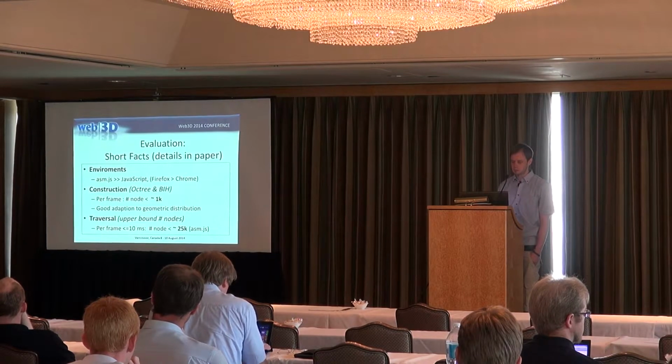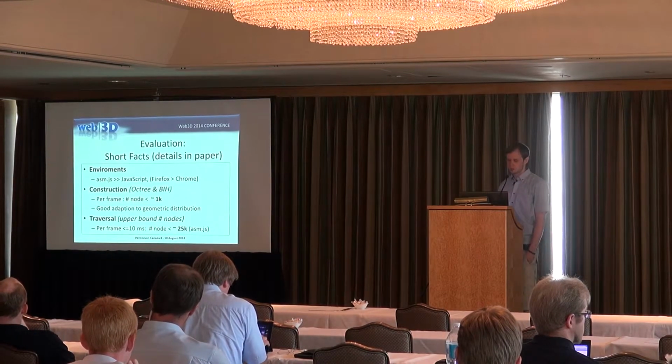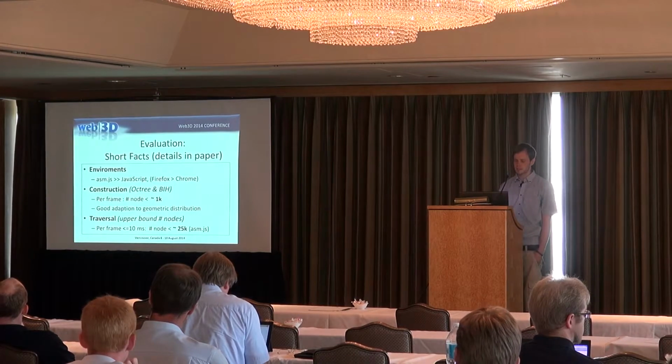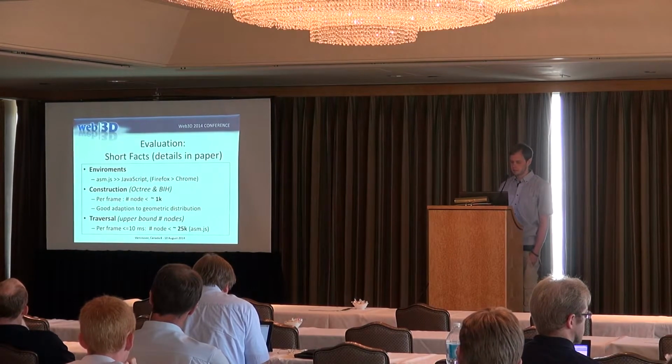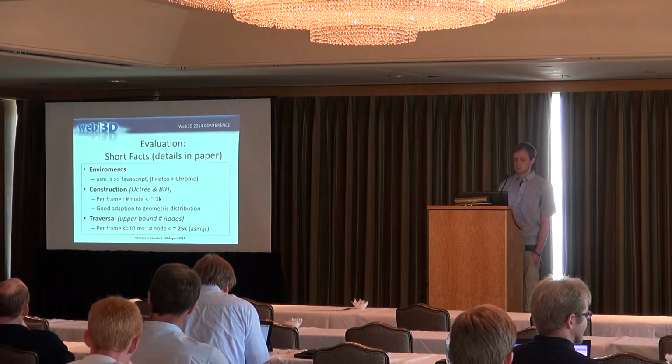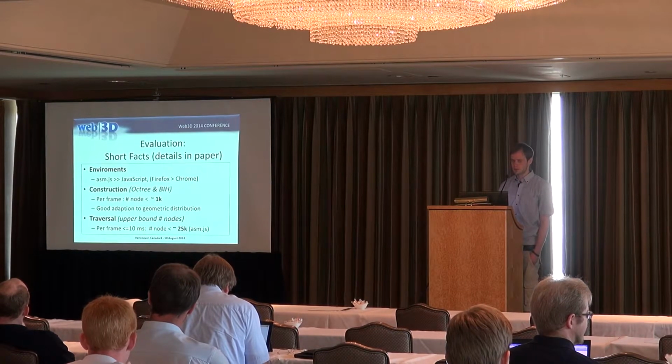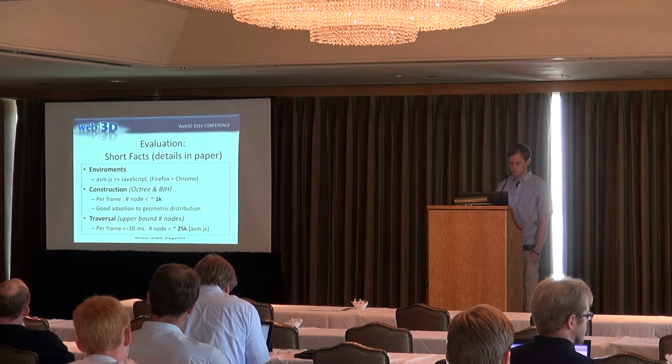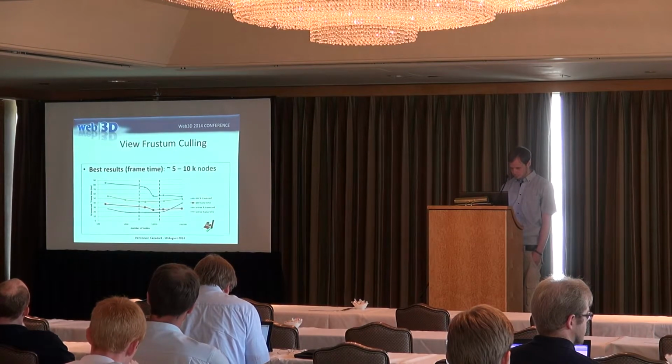We tried to find the upper bound on the amount of nodes that we can traverse on a per frame basis, and without any additional calculations for the culling techniques, using ASM.js we were able to traverse 25,000 nodes. So this was more or less the upper bound on how big our data structures could grow.